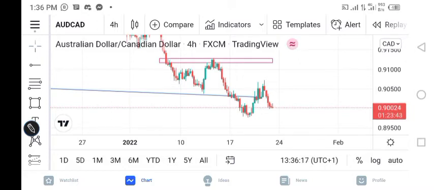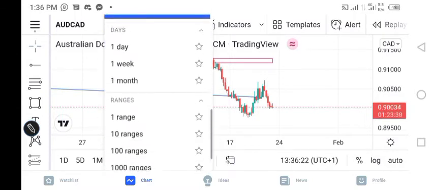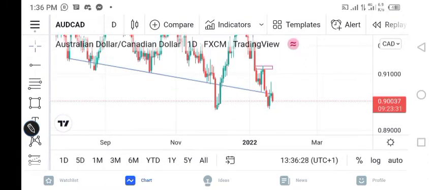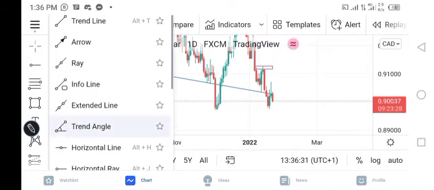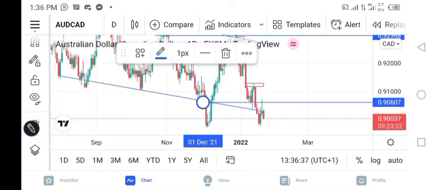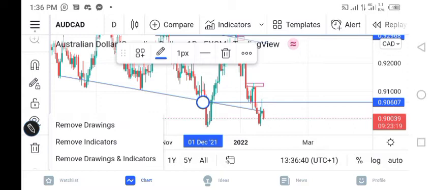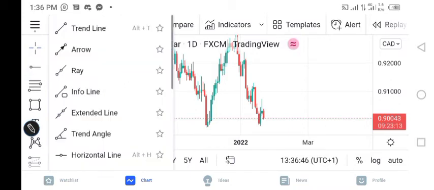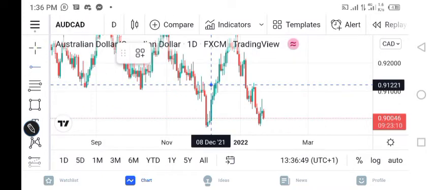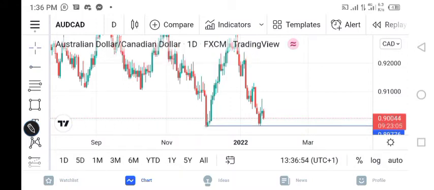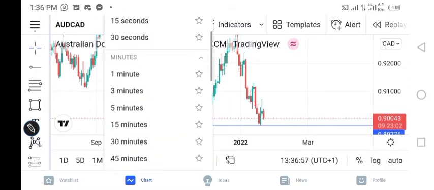So now here is my analysis for AUDCAD for the next week. Let's start from daily. Here the market is currently on a demand level. Here's a demand level right here. Now let me just delete all the drawings. So from the daily perspective, the market is on this demand level. Let's just go to 4 hours to see a better picture.